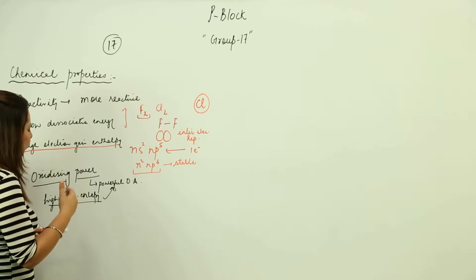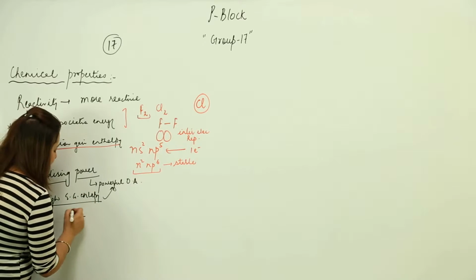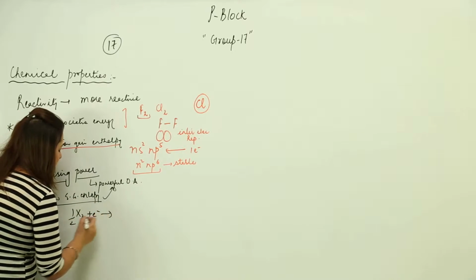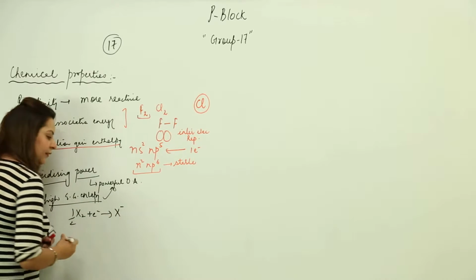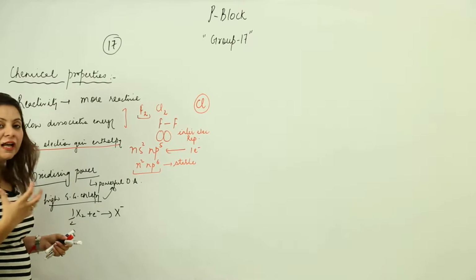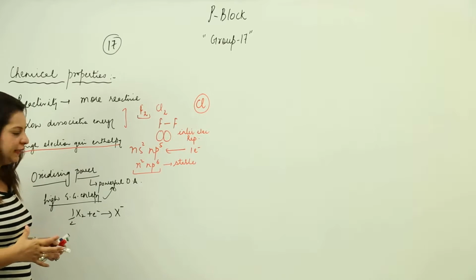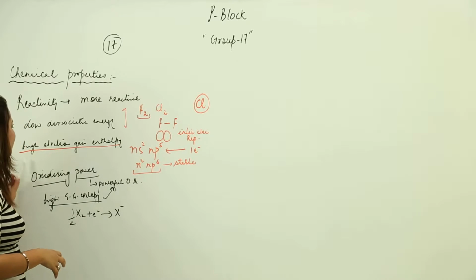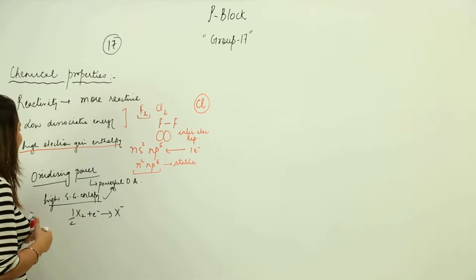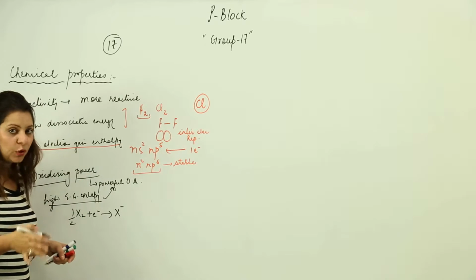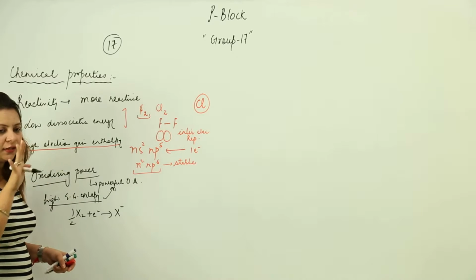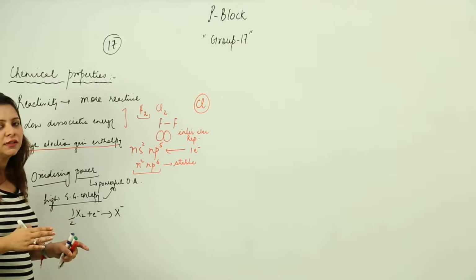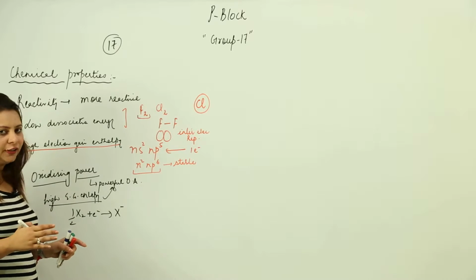So what happens is, they gain an electron, and after gaining an electron they become negatively charged ions. That means they possess a high electron gain enthalpy and they readily form anions. If we talk of oxidizing power, this group has maximum oxidizing power because it has the highest electron gain enthalpy in the whole period. That means a much more negative value of the electron gain enthalpy.